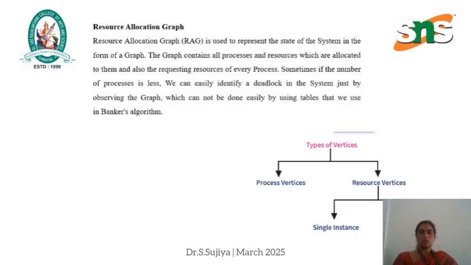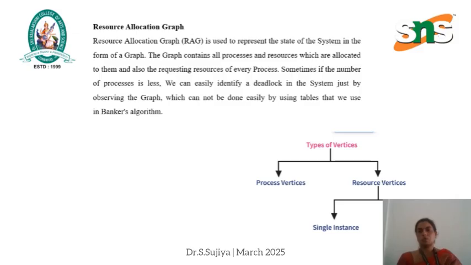A resource allocation graph represents the state of a system in the form of a graph. The graph contains all the processes and the resources which are allocated to them, and also the requested resources of every process. Sometimes, if the number of processes is small, we can easily identify deadlock in the system just by observing the graph, which cannot be done easily by using the tables that are used in Banker's algorithm.